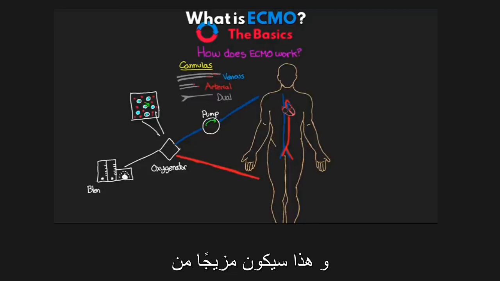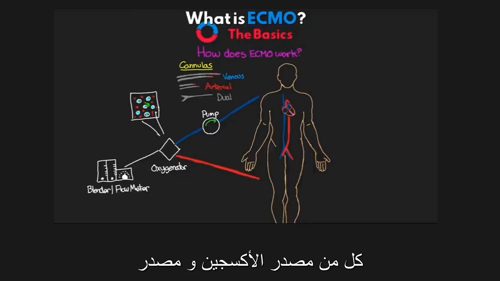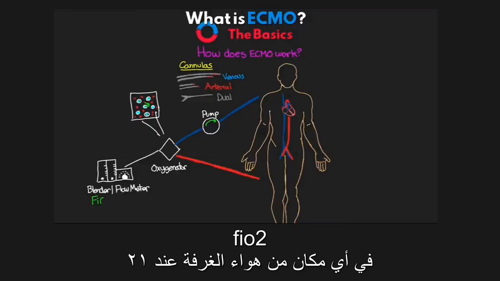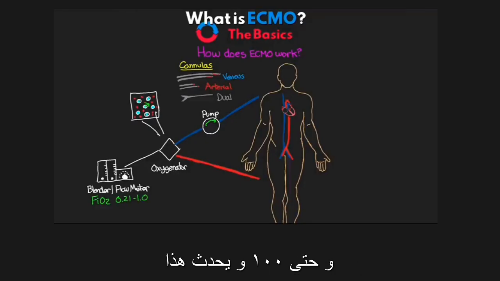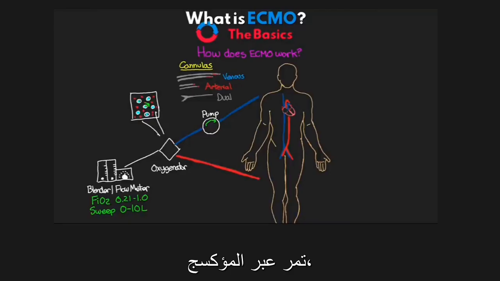And that's going to be a combination of our blender and our flow meter. The blender and the flow meter is where we're going to have both our oxygen supply and our medical gas supply attached. And it's going to allow us to adjust the FiO2 anywhere from room air at 21% all the way up to 100%. And this takes place in the blender. And then we have the flow meter, which is going to control our sweep gas flow anywhere from 0 to 10 liters. And this is what controls the amount of gas that we have going through the oxygenator.